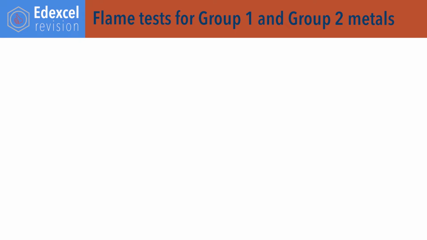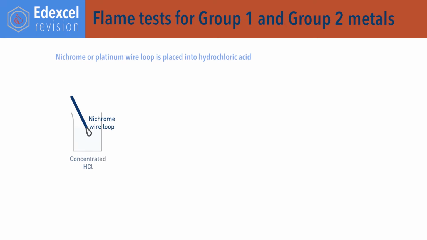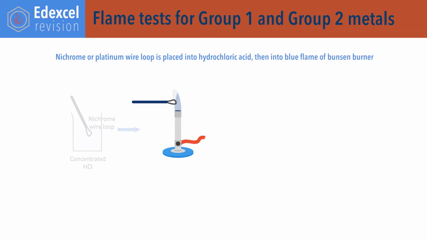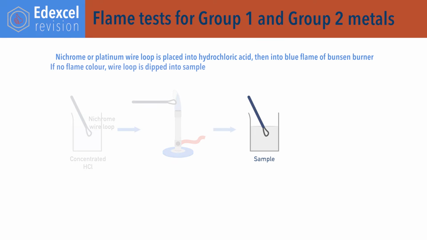Flame tests can be used to identify group 1 and group 2 metals in compounds based on the color of the flame produced. To carry out a flame test, a nichrome or platinum wire loop is dipped into concentrated hydrochloric acid and placed into the edge of a roaring blue flame of a Bunsen burner. If the loop produces no visible color in the flame, then it can be removed from the flame and dipped into the sample to be analyzed before being placed back into the flame.